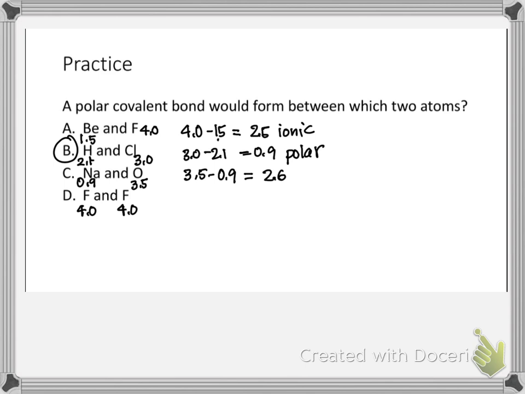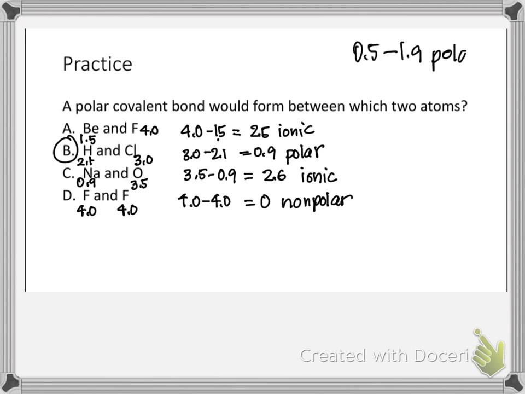2.6, right? I don't know why I can't subtract. Well, I'm feeling kind of tired, so maybe that's why. 3.5 minus 0.9, 2.6. Okay, I'm not as off. Ionic, and then 4.0 minus 4.0 is 0, and that's nonpolar. Okay, so that's how you're thinking about answering this question: you're subtracting the difference to see which one falls into the range of 0.5 to 1.9. That's the polar one. So it would be letter B, hydrogen and chlorine.